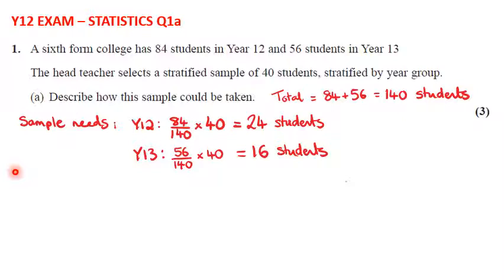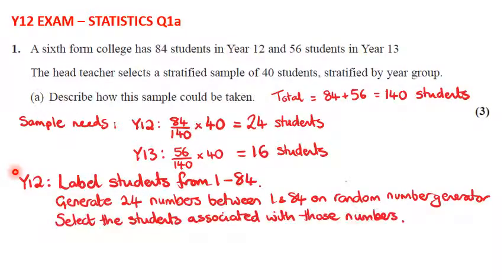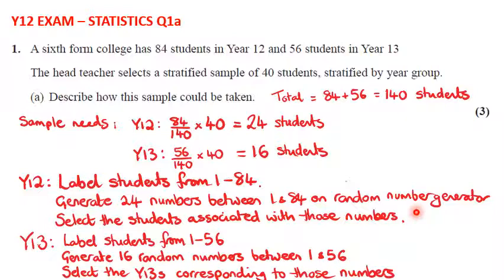And then within each layer, we need a random sample, okay? So to describe a random sample, label the students from 1 to 84, generate the 24 numbers between 1 and 84 on a random number generator, select the students associated with those numbers. Do the same for year 13, okay? This time label students from 1 to 56, generate 16 random numbers, select the year 13s corresponding to those numbers.